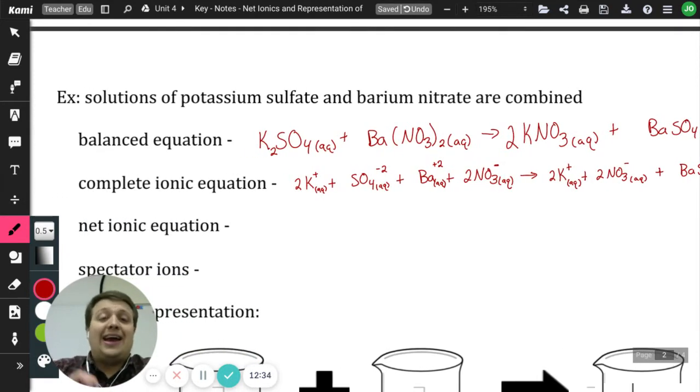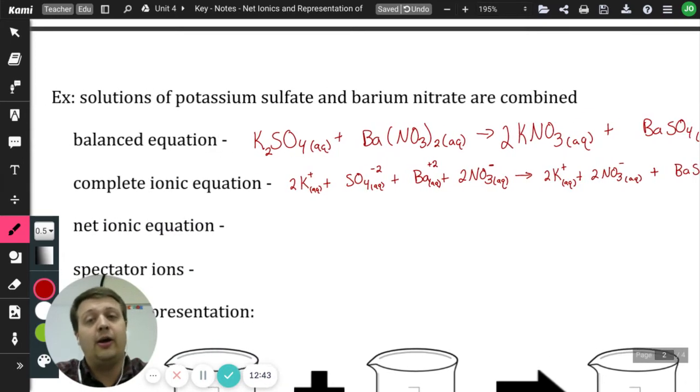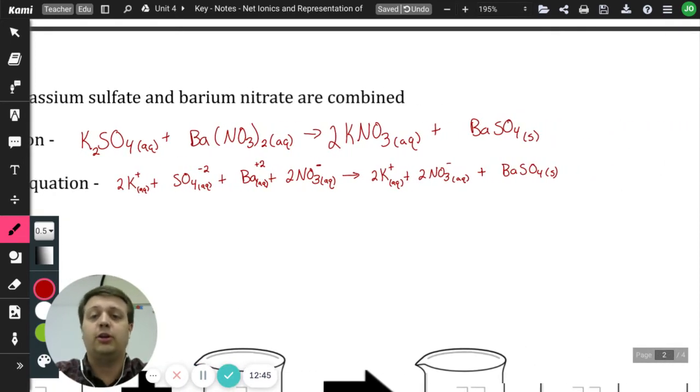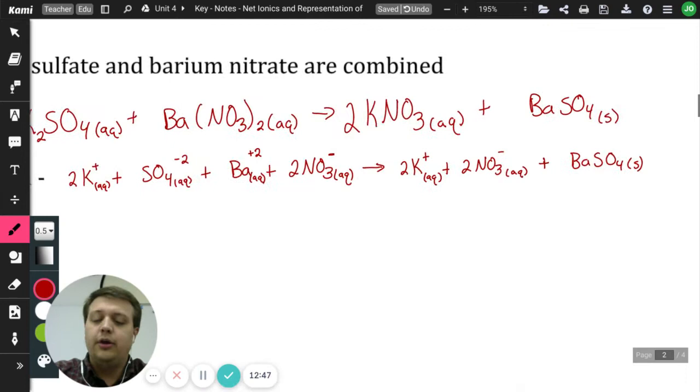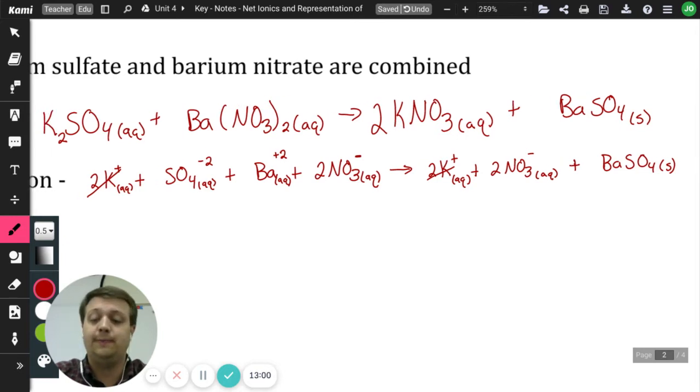Next, I need to do my net ionics. Now, for my net ionics, I need to find my spectator ions and get rid of them. Okay, so I personally like to look at my complete ionic and cross off the things that are duplicates on both sides. So looking at this, I've got 2 potassium on the left. I've got 2 potassium on the right. So I'm going to go ahead and cross those off. Those are spectator ions, so they are not participating in this reaction.